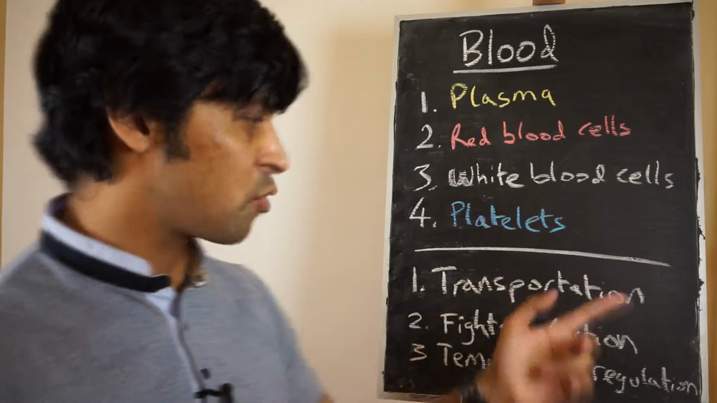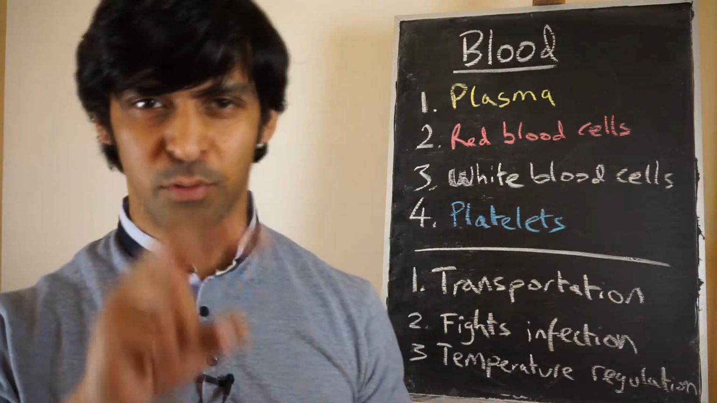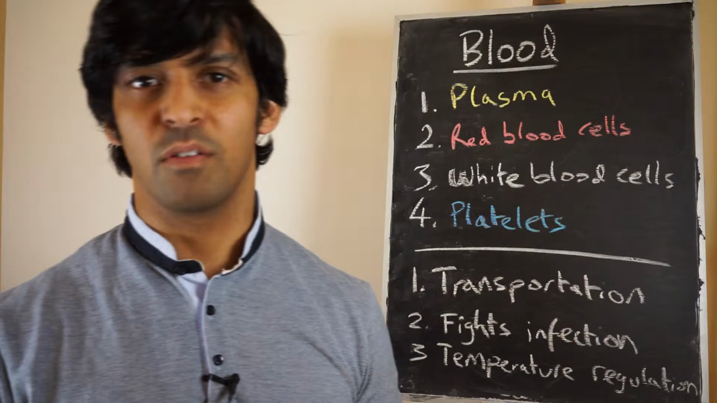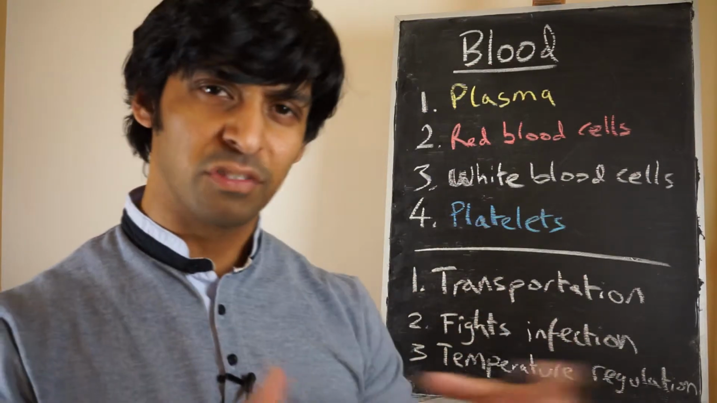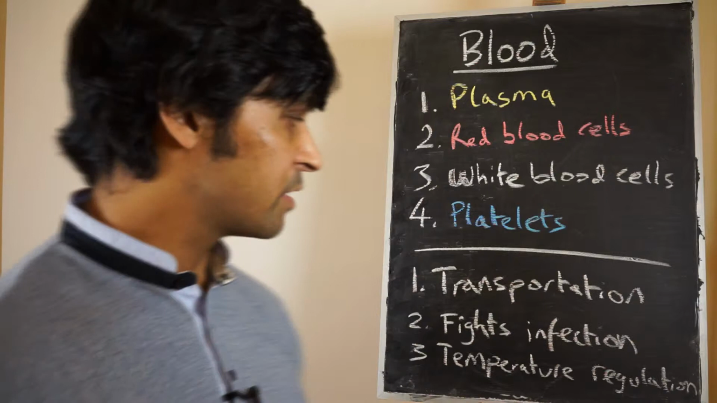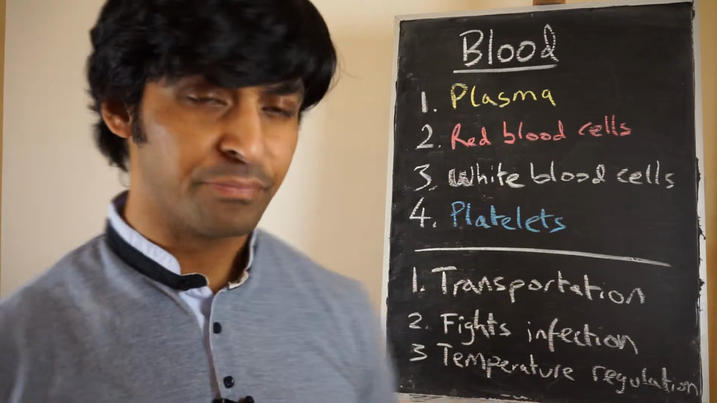So the first one is transportation. Now this is transportation of oxygen, transportation of water, transportation of minerals, hormones, you name it. If your cells require it, it's transported by the blood. It also removes waste as well. So blood is very important for that.